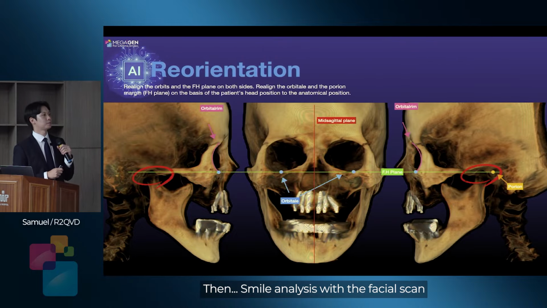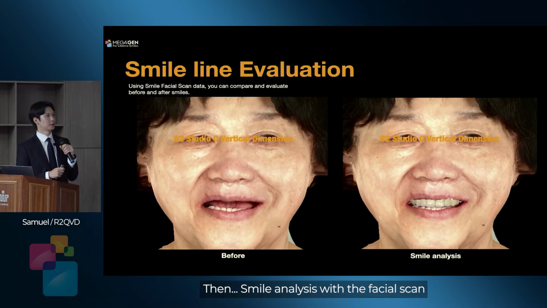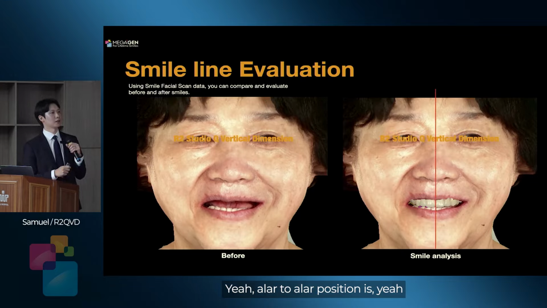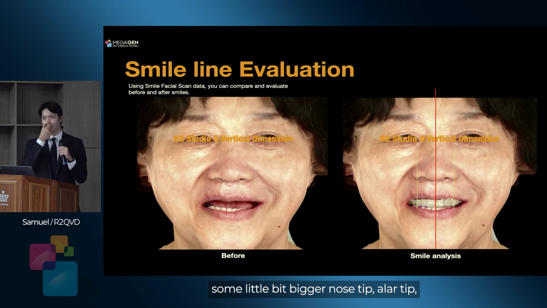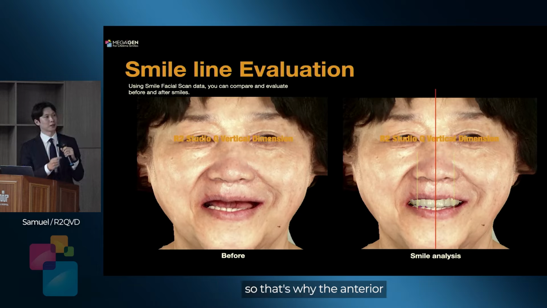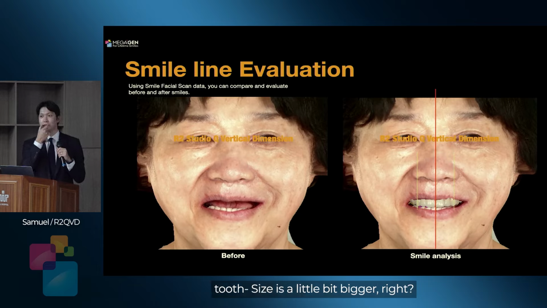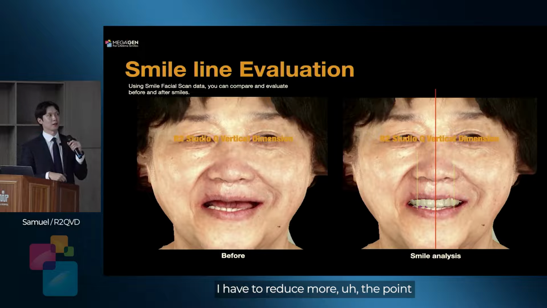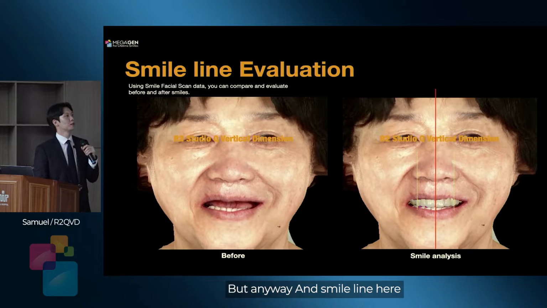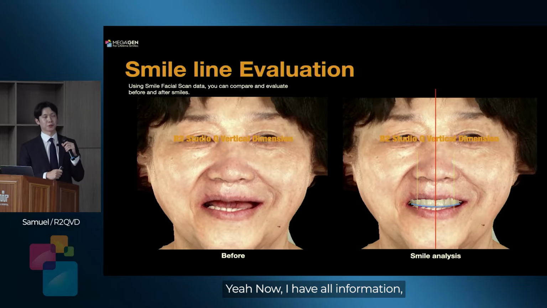Then smile analysis with the facial scan. Yes, here's the midline. Alar to alar position is, actually, this patient has a little bit bigger nose tip, alar tip. So that's why the anterior tooth size is a little bit bigger, right? So I think at the time I have to reduce the point more, but anyway. And smile line here. Now I have all the information.